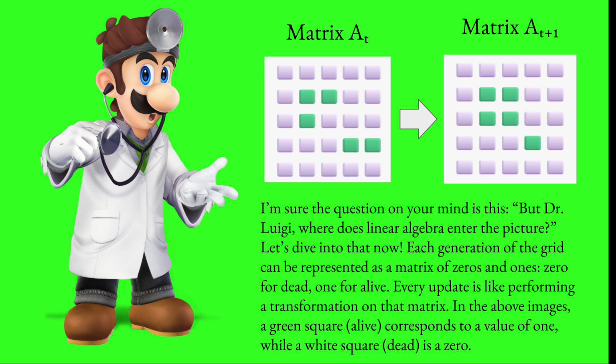I'm sure the question on your mind is this: but Dr. Luigi, where does linear algebra enter the picture? Let's dive into that now. Each generation of the grid can be represented as a matrix of zeros and ones, 0 for dead, 1 for alive. Every update is like performing a transformation on that matrix. In the above images, a green square, alive, corresponds to a value of 1, while a white square, dead, is a 0.